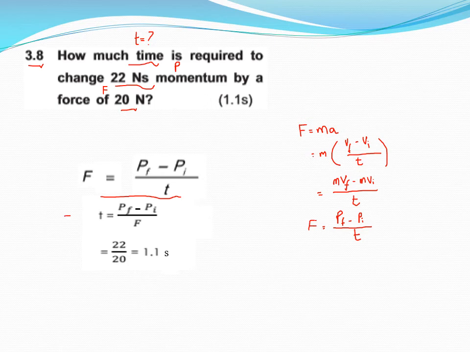So after rearranging, we get T is equal to the change in momentum divided by force. So plugging the value, change in momentum is 22 Newton second and force is 20 Newton. So we get time as 1.1 second, where 1.1 is the numerical magnitude and second is the SI unit for time.